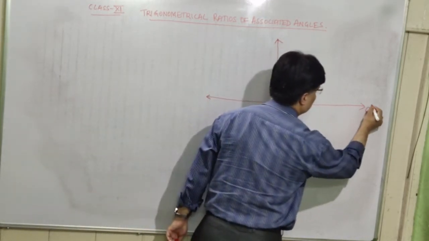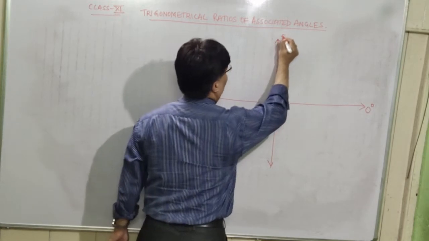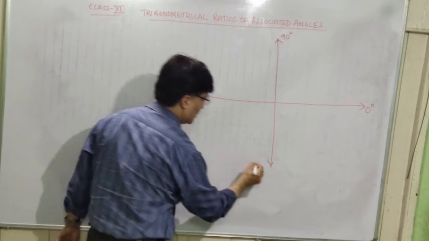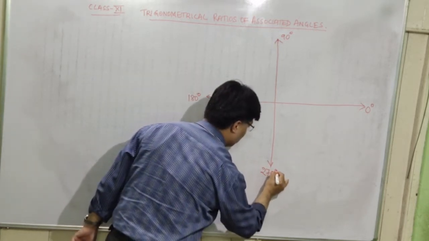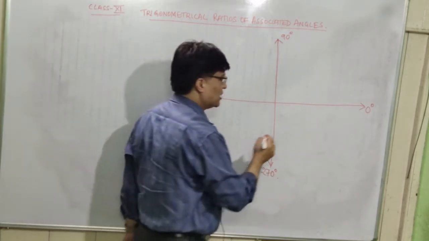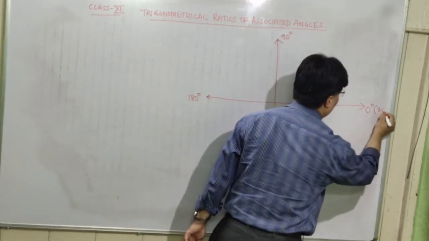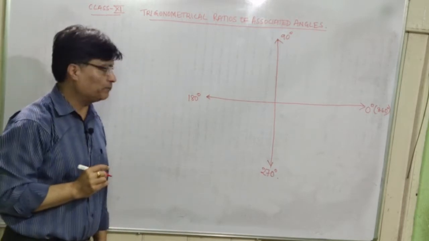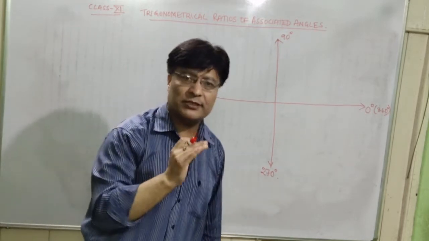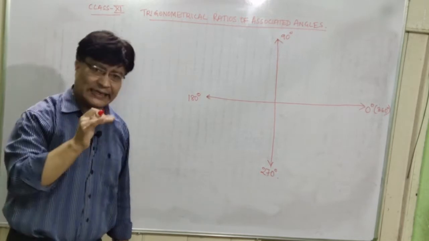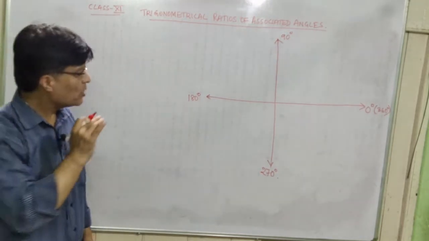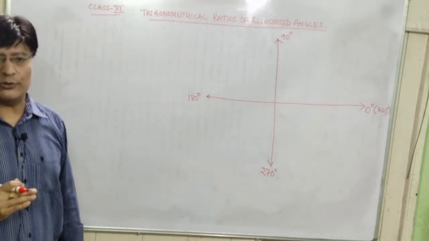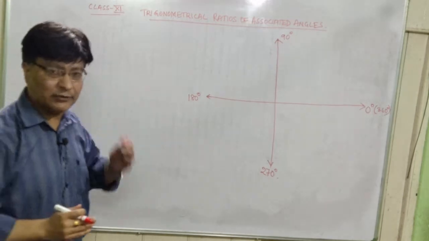Suppose this is your 0 degree, this is your 90 degree, this is your 180 degree, and this is your 270 degree. Okay, and 360 degree will coincide with 0 degree. So these are in terms of sexagesimal system. Degree means sexagesimal system. You can convert this sexagesimal system into circular measure also. Circular measure means in terms of radians.